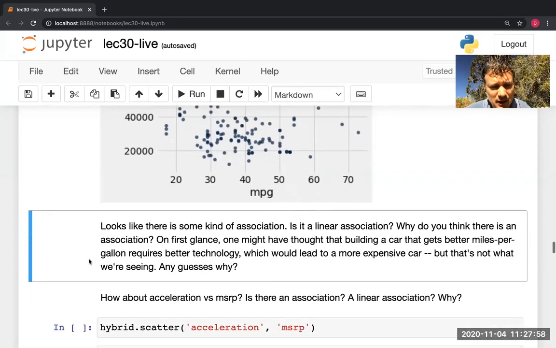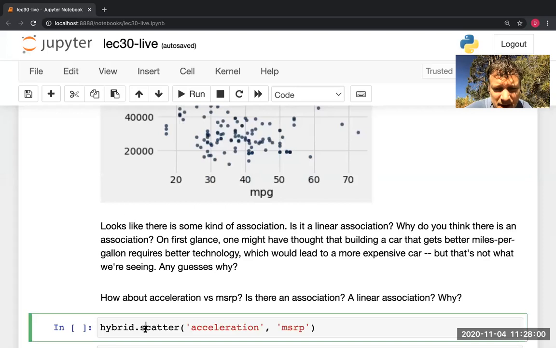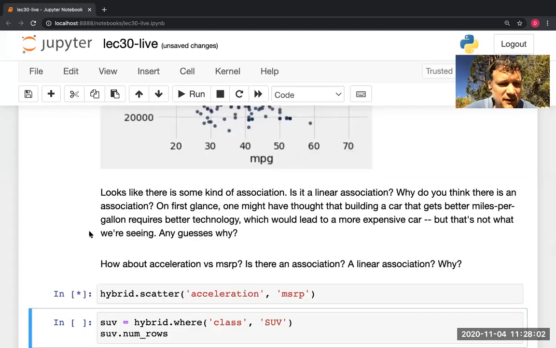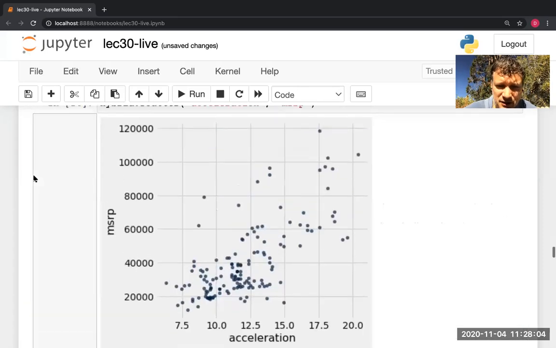All right, let's do another one of these. Let's look at acceleration versus price. Let's see if there seems to be an association. So what do you think? Why don't you tell me now whether you think there's an association or not, and linear or nonlinear?